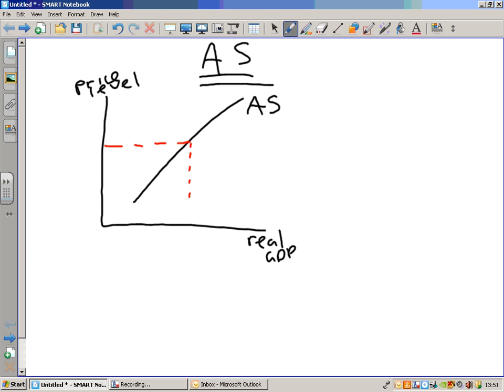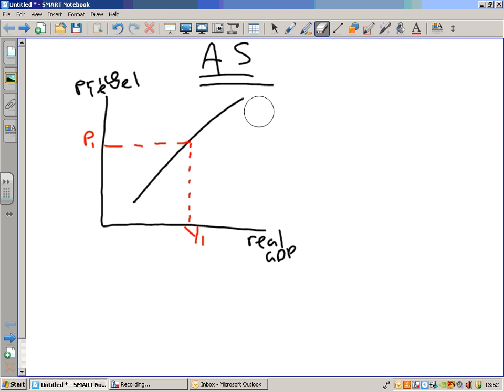What I want to introduce now is assuming that we're at this point here, so P1, Y1. We can see that as price increases above P1, output will increase above Y1. As price falls below P1, output will fall below Y1. What we need to introduce now is what will make an aggregate supply curve shift.